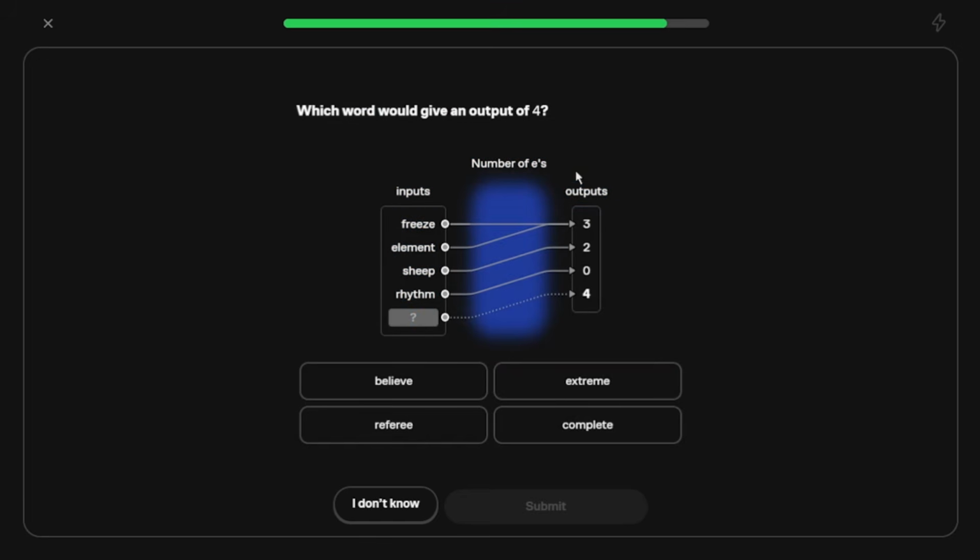This is the function number of e's, and it needs 4, so we just need 4 e's. Believe seems like 3 e's to me. Extreme seems like 3 e's. Complete seems like 2 e's, and refer seems like 2 e's. So 3 e's, 4 e's.